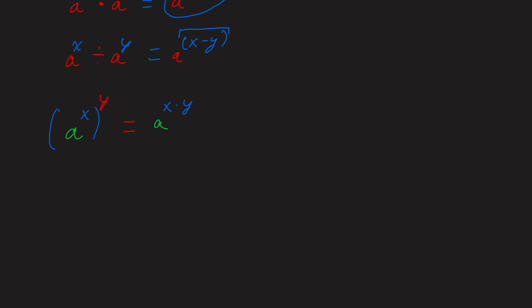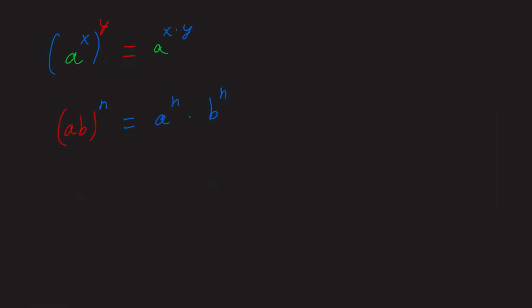The next one: if I have a times b, multiplied together and then raised to the exponent n, then I can use the distributive property and say that this is equal to a to the n multiplied by b to the n. And the same distributive property is allowed when I have a over b, all raised to the n. That can be rewritten as a to the n divided by b to the n.